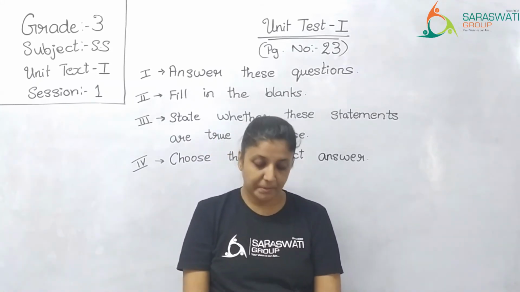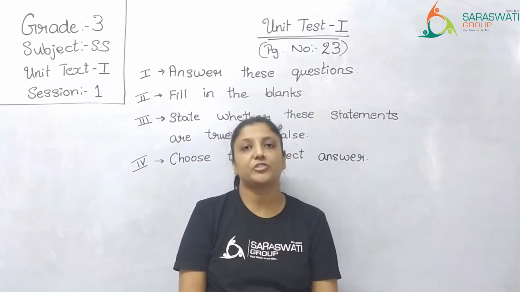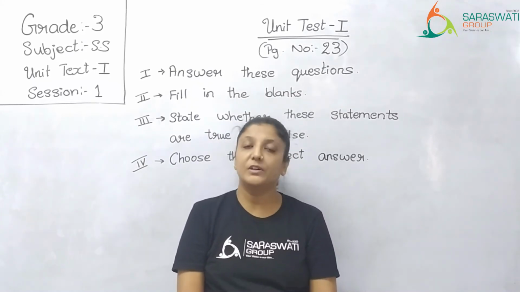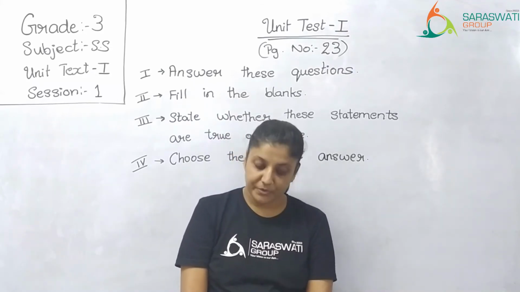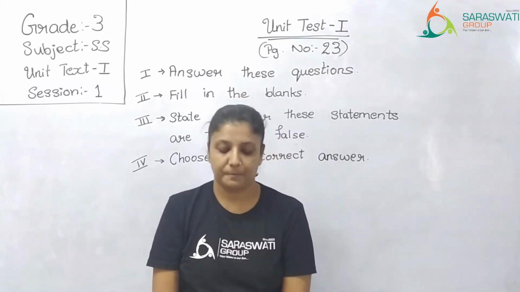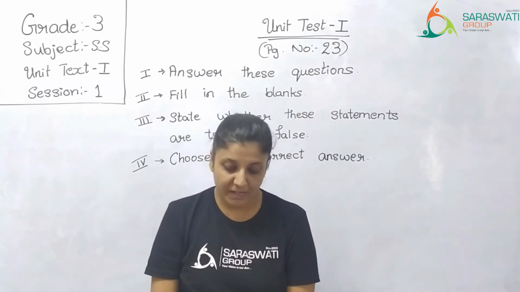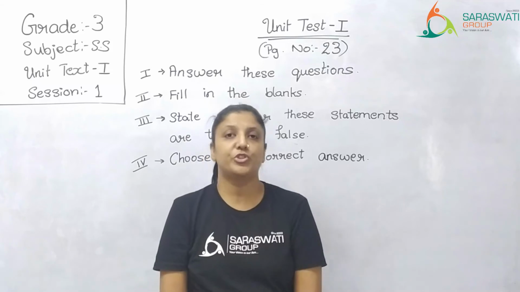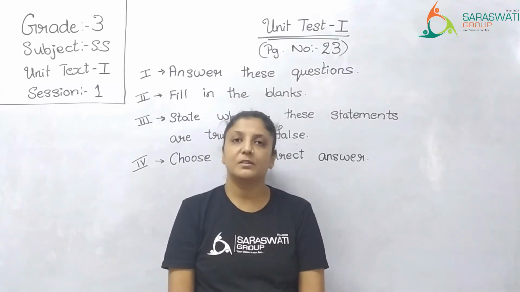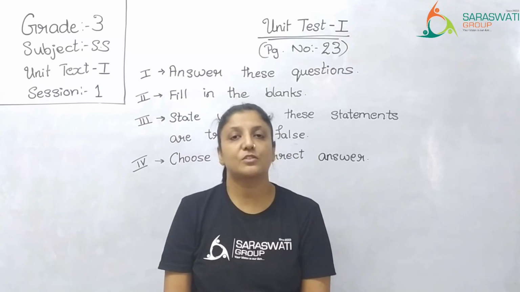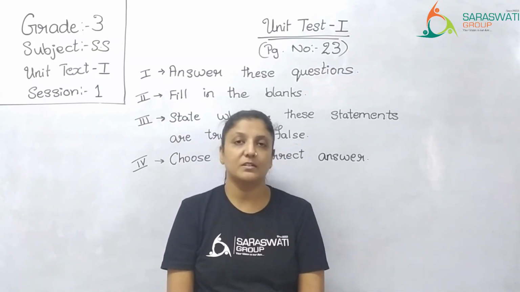Next, number 2. A model of the earth is called a dash. Options are map, globe, continent, ocean. So what is it called? Model of the earth. Yes, it is called globe. Option B is the correct answer.